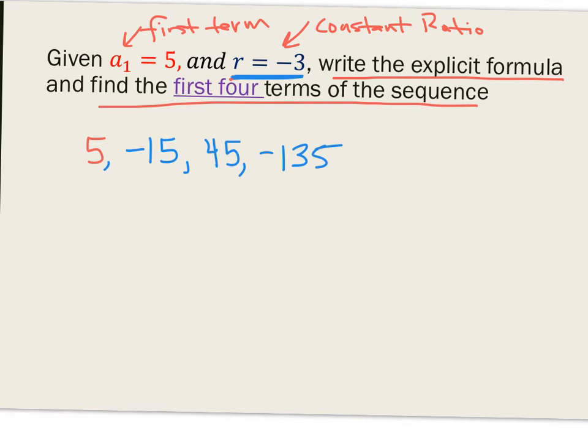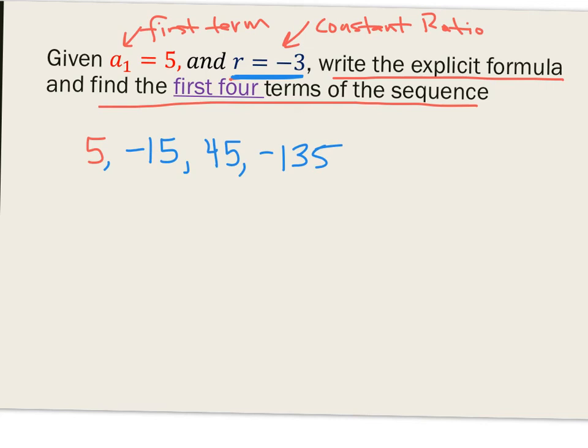Now one thing, like I said, to keep in mind is that if you notice that these signs are changing, your r value is always going to be negative. Because if you think about it, negative times a negative gives you positive, positive times a negative gives you negative. So the only way that you can switch the signs like that is if you're constantly multiplying by a negative each time.